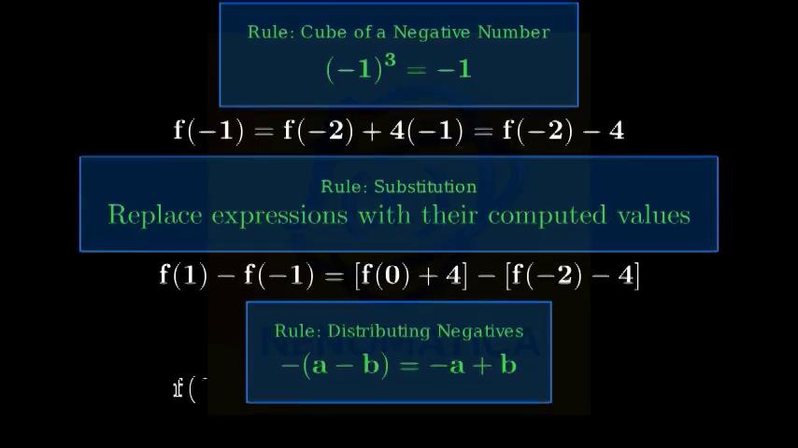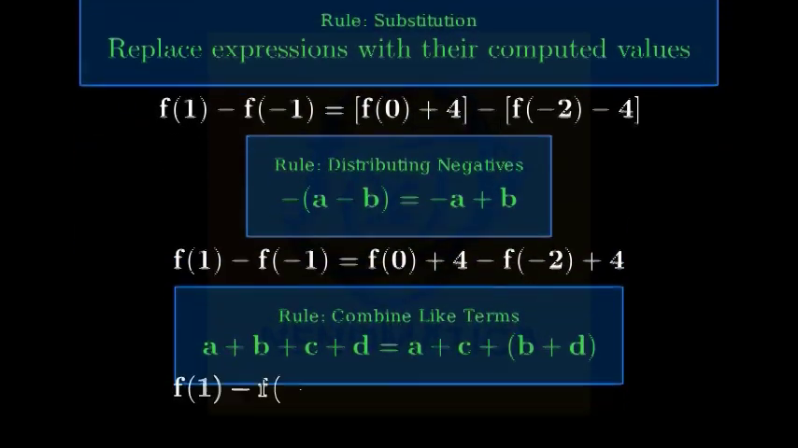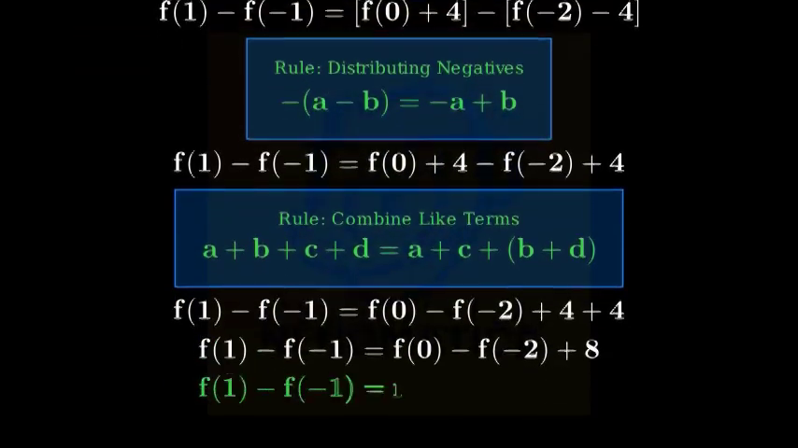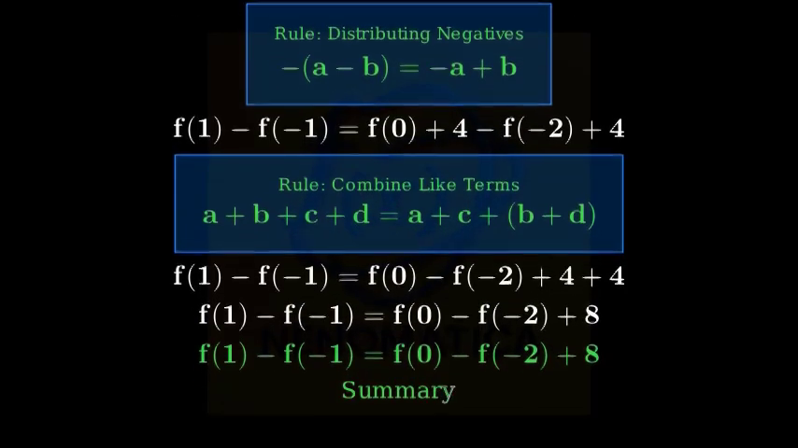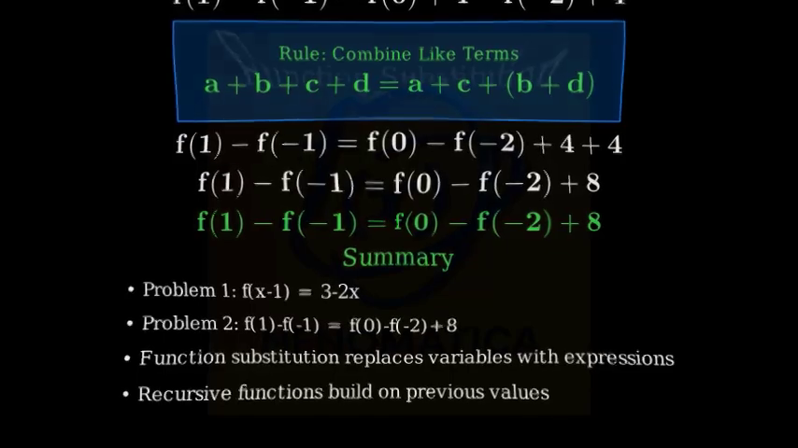So we've solved both function problems. For the first example, we found that f of x minus 1 equals 3 minus 2x. For the second example, we discovered that f of 1 minus f of negative 1 equals f of 0 minus f of negative 2 plus 8. These examples demonstrate different techniques.